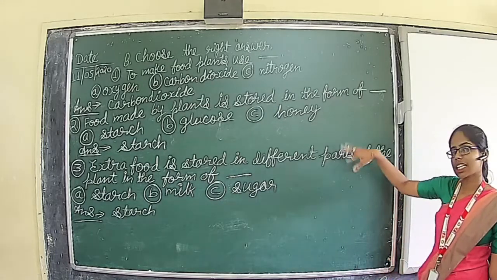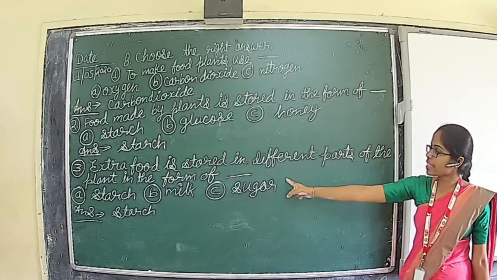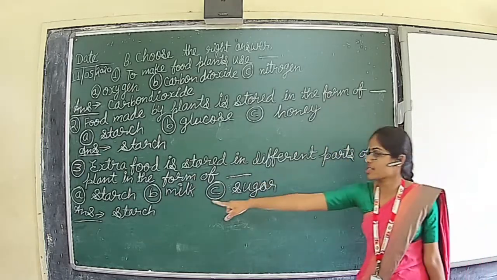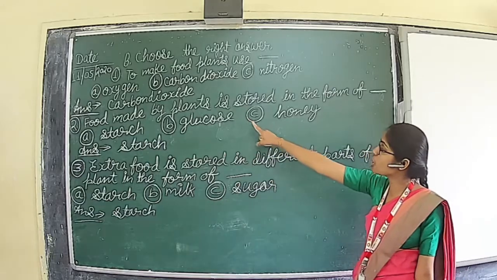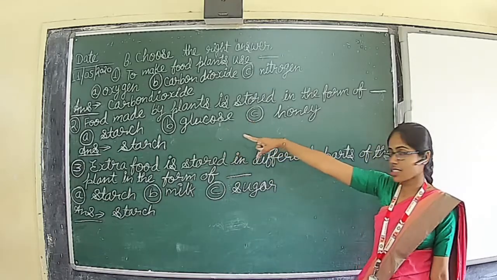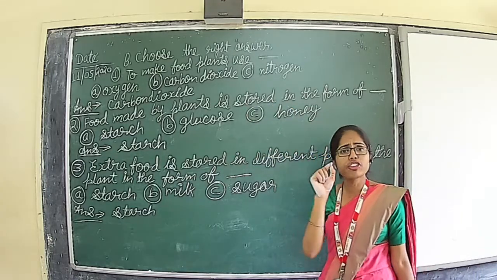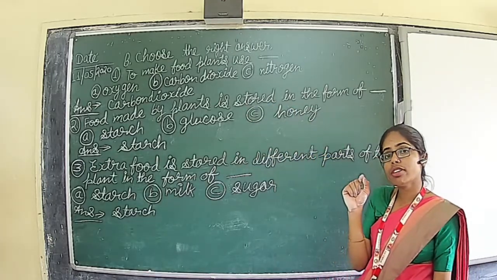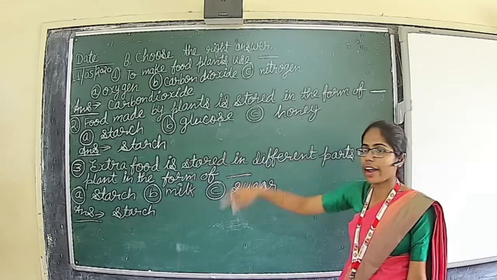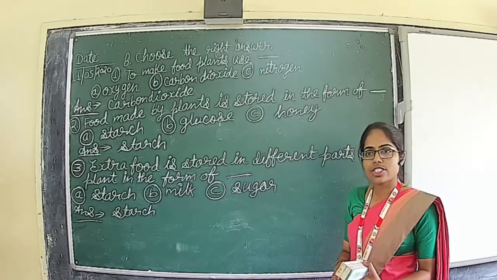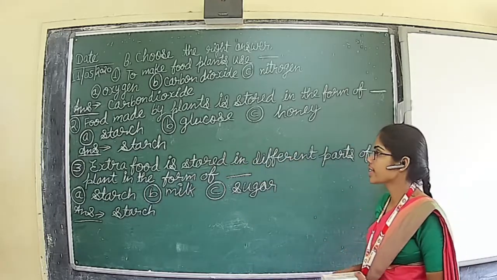Again, I will make the confusion clear. This is about the extra food and then storage. Then answer will be starch. Here also, it is about the food. Extra food is not given, but it is given about the storage. And food is always stored in the form of starch only. So we will write the answer as starch. Okay? Yes.